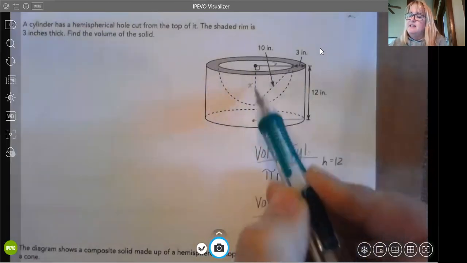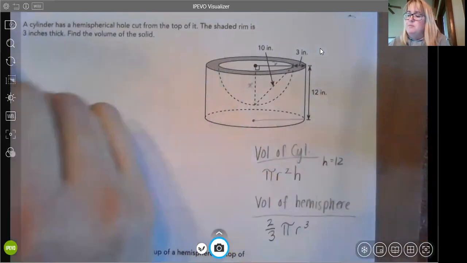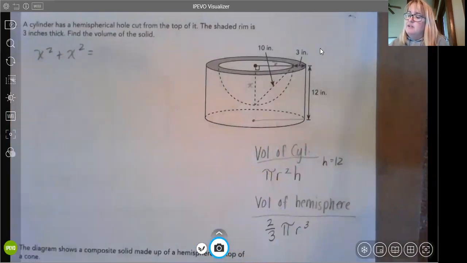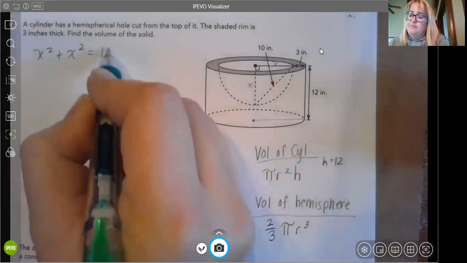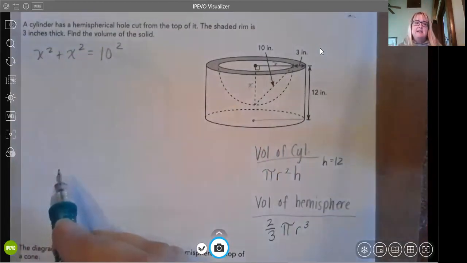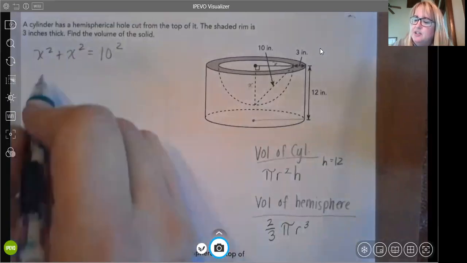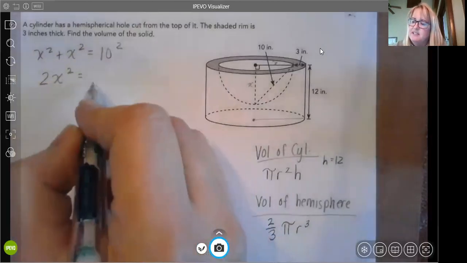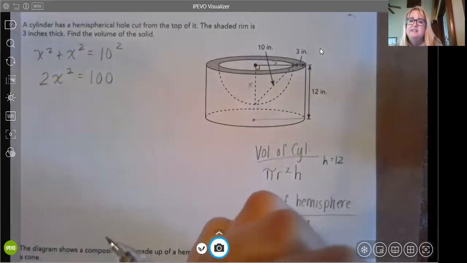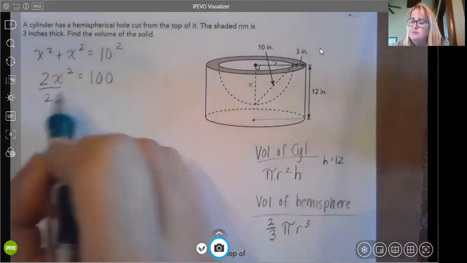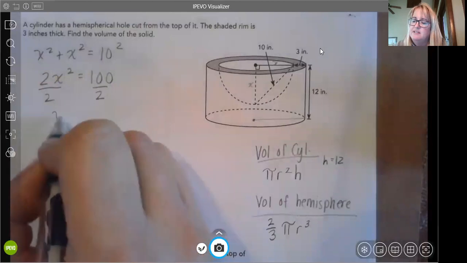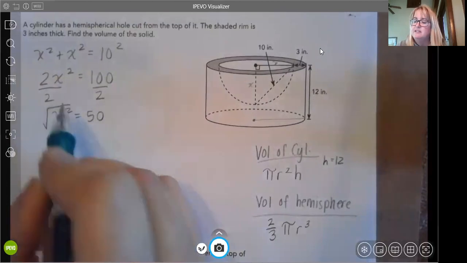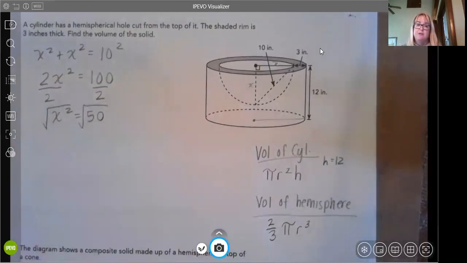So we're going to put this into the Pythagorean theorem, which would be x squared plus x squared equals 10 squared. x squared plus x squared is 2x squared. We know 10 squared is 100. I need to divide both sides by 2, so that means x squared equals 50. I don't want to know what x squared is, I want to know what x is. So we're going to square root both.